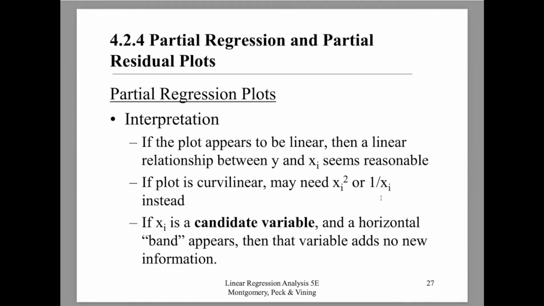So it depends on the nature of that curvilinear relationship, whether it would be a quadratic term or an inverse term like that. Now, if x sub i is a candidate variable that we're considering including in the model, and a horizontal band appears, then what that would indicate is that the variable really adds no new information. It does not account for any variability in the response above and beyond that variability which is already accounted for by the other explanatory variables in the model. And so we would not want to include that variable in the model.